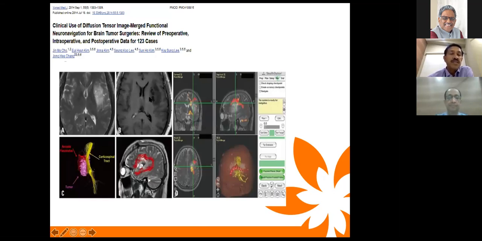preserving the deep structures. This is an insular lesion, again showing the corticospinal tract in the posterior part of the lesion, and this is the arcuate fasciculus, and the tumor is nicely nestled within the arcuate fasciculus. So preserving the corticospinal tract and the arcuate fasciculus, one can integrate navigation, preoperative DTI to the intraoperative scenario.